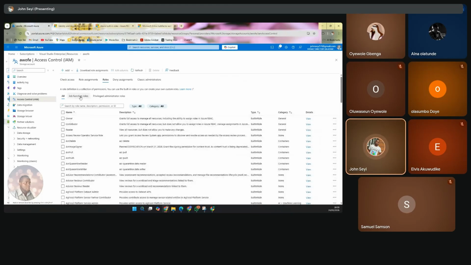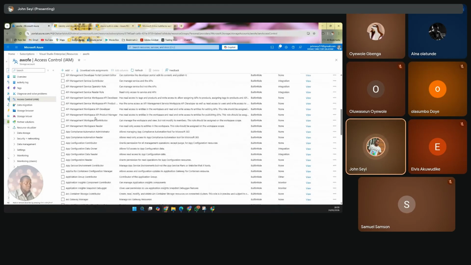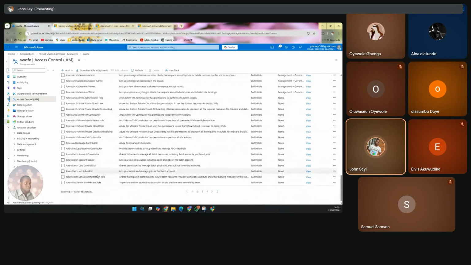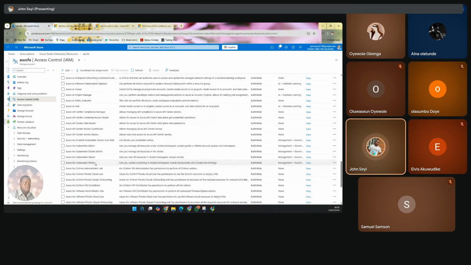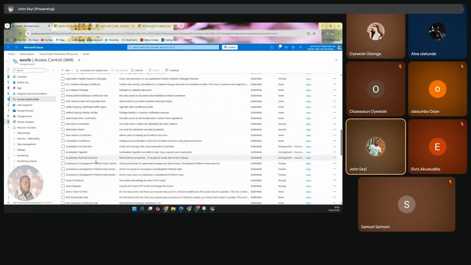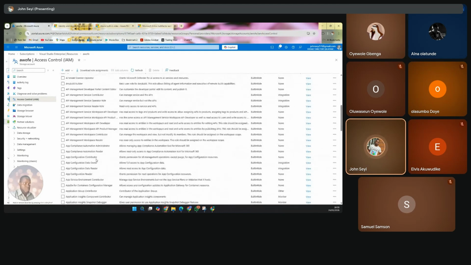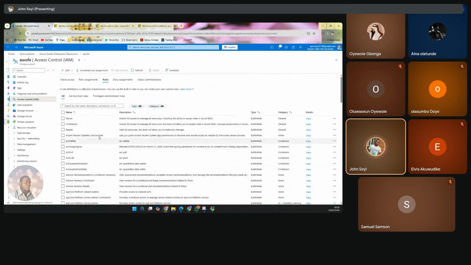So you have different kinds of roles. You have thousands and thousands of roles, so don't bore yourself with it. Can you see it? 800-something roles. So don't bore yourself with knowing all those roles. You understand? So you now have something called job function roles.